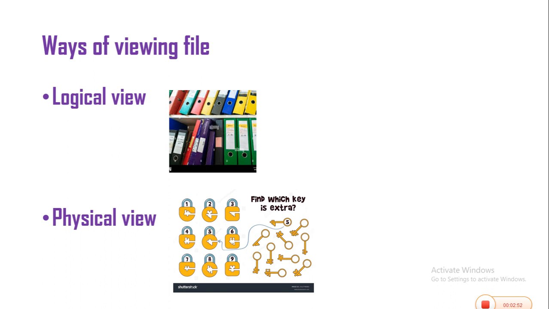Look at the second image I have on the screen, where we have keys. That's a logical file. The question there says find which key is extra. That's an example of a logical file. You have to do a little mental work to be able to understand or access that file. While a physical file is a file that you just view. You don't have to do any mental work. You just view it physically. By mere looking at it, you understand the working of that file or how that file is structured.